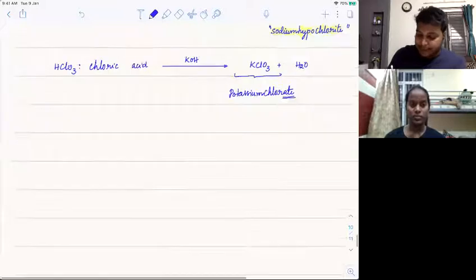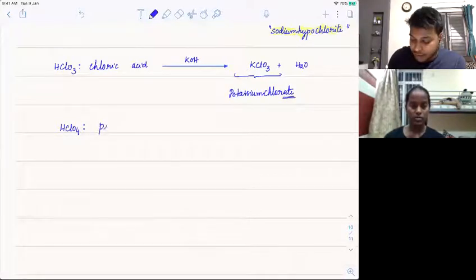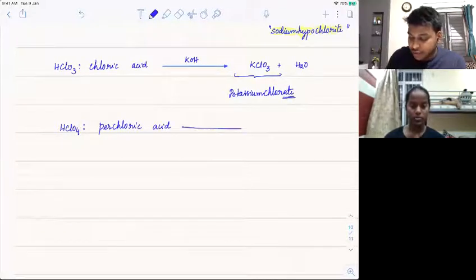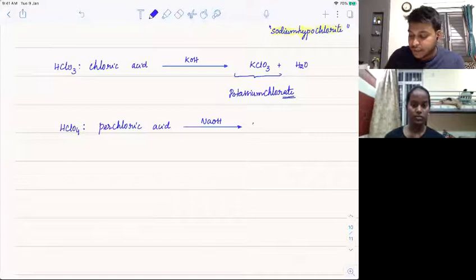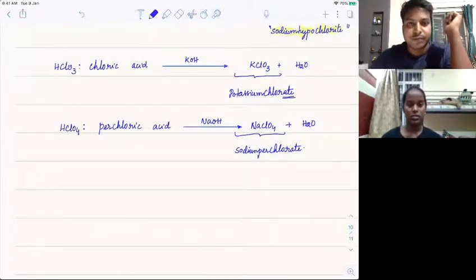Okay. If I have HClO4, then what will be the name here now? It will be perchloric acid. It is actually perchloric acid. So perchloric acid, if you treat that with NaOH, then I'll get NaClO4 plus H2O. So what is the name of this one now? This is sodium perchlorate. This is sodium perchlorate. So given any molecule, I think you should be able to figure out what should be the name that is going to come.